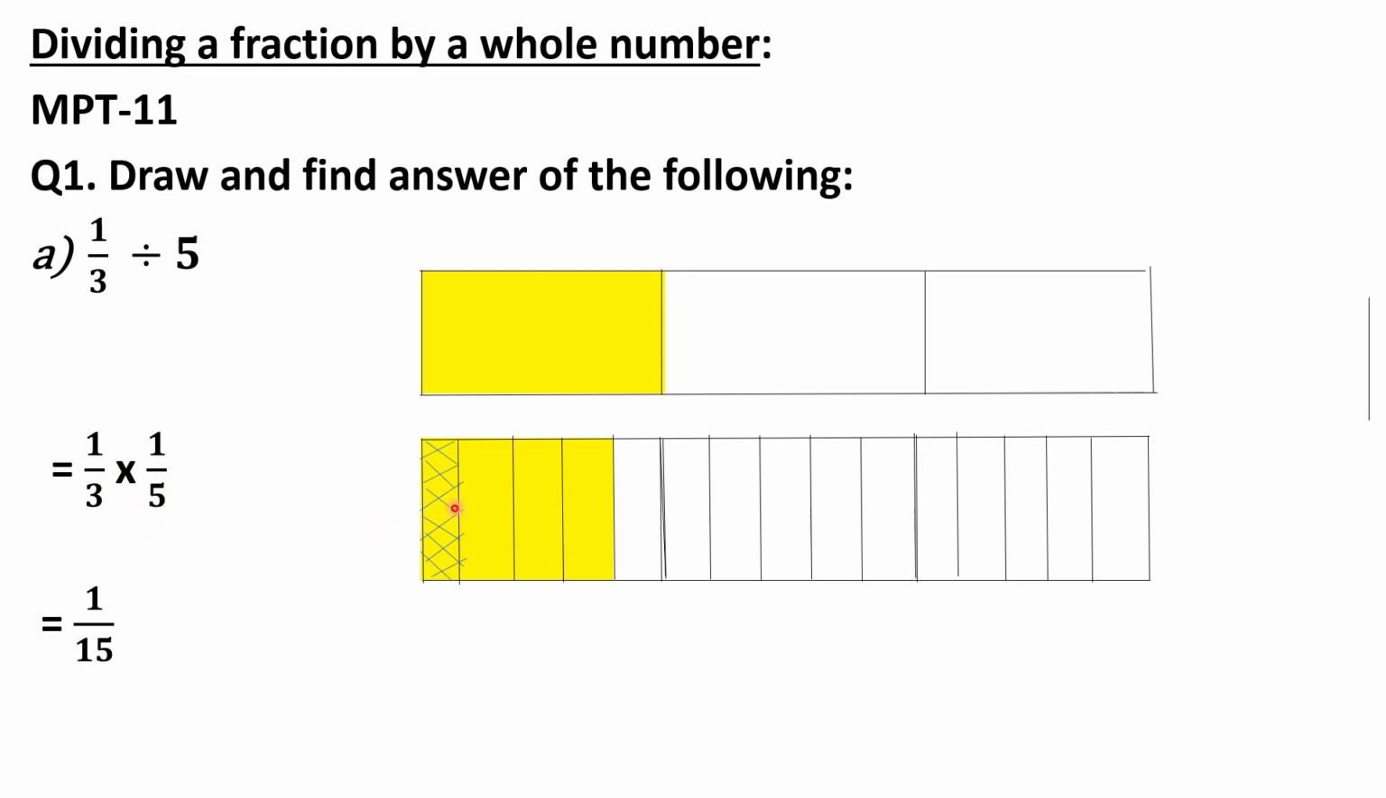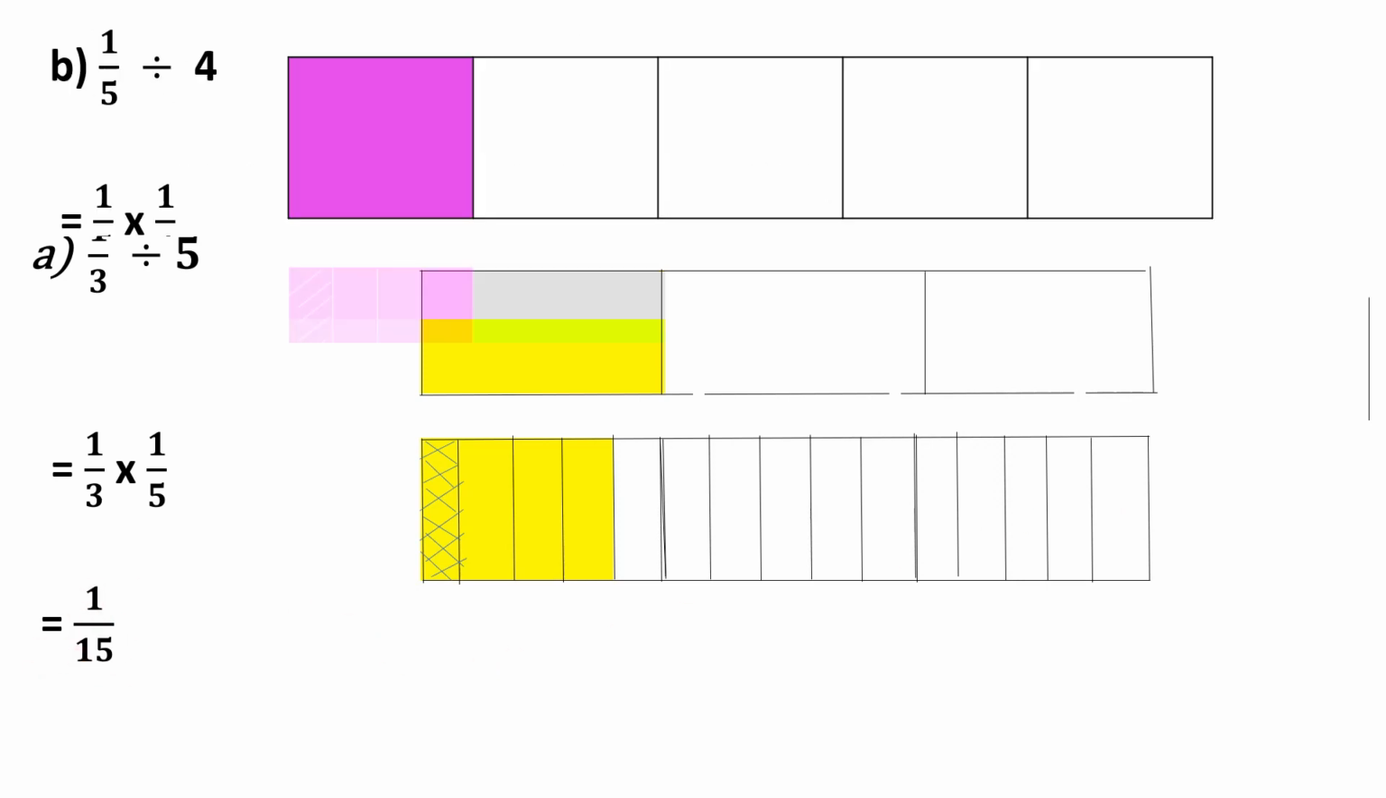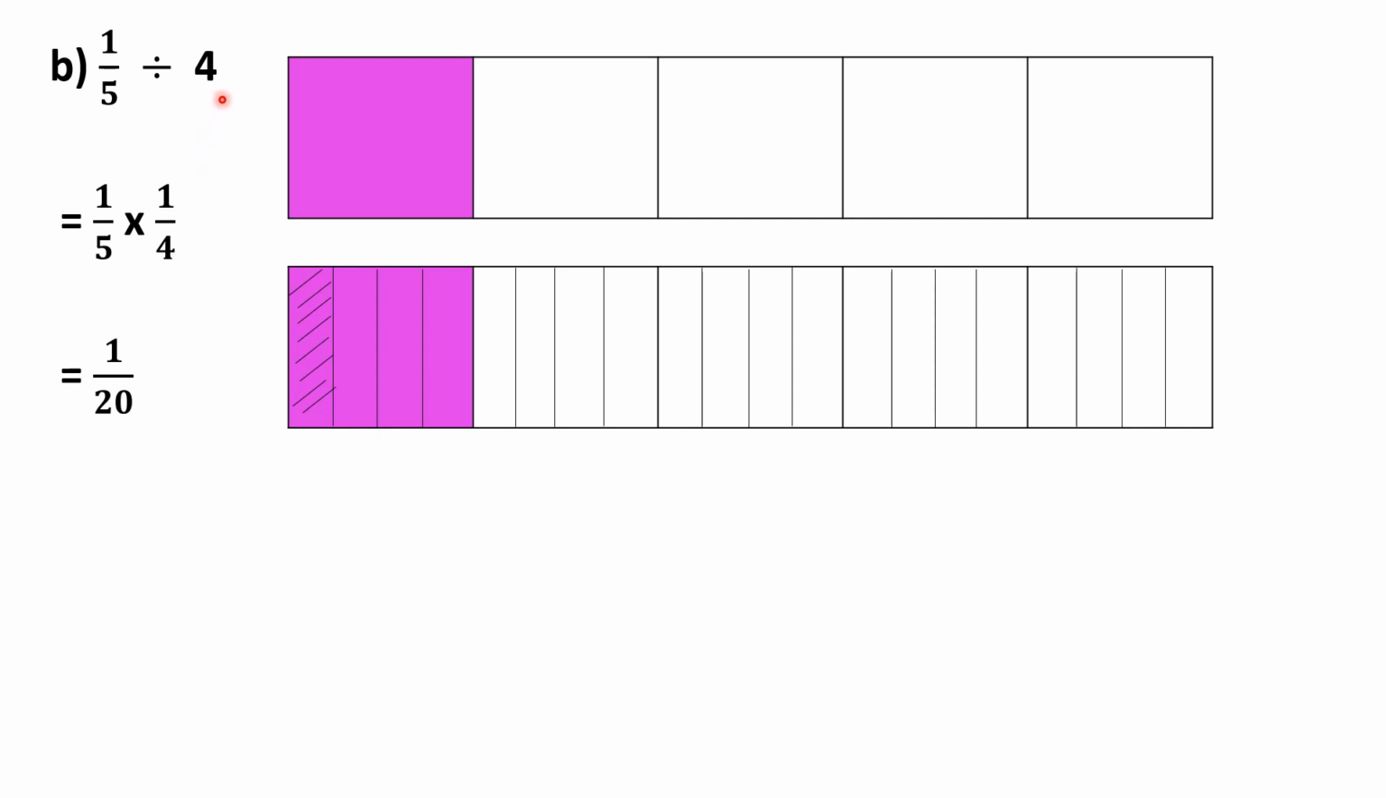So what is the diagram we are getting? We are getting it like this. So 1 by 15. This one part is coming common in both of these. That is why 1, and the total number of parts is 15. That is why we have written here 1 by 15. Similarly, we have done this also.